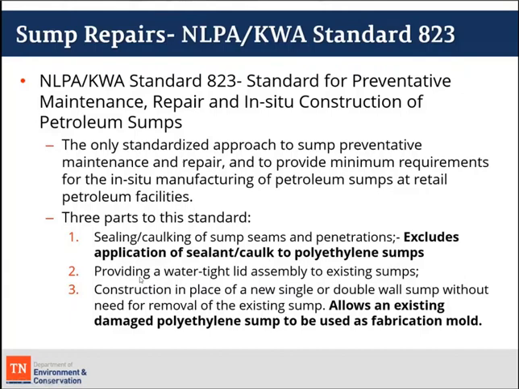The main parts of this standard, again, are the sealing and caulking of sump seals and penetrations. This standard excludes the application of sealant and caulk to polyethylene sumps. It also provides information on providing a watertight assembly to existing sumps if you're having issues with your sump top. And again, construction in place of a new single-walled sump without the need for removal of an existing sump. So this standard does allow that a damaged polyethylene sump can be used as an in situ fabrication mold.